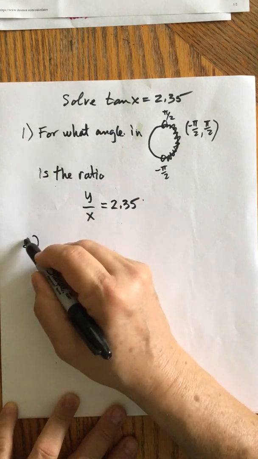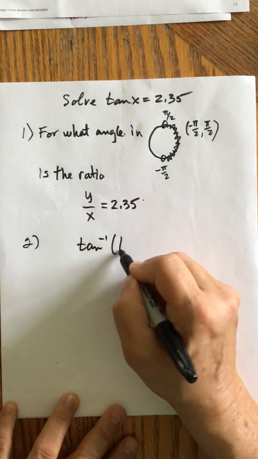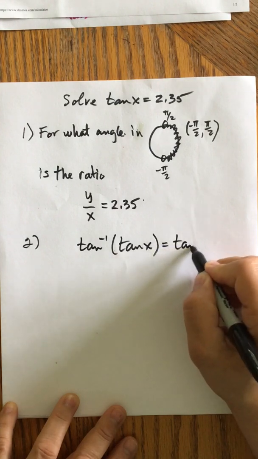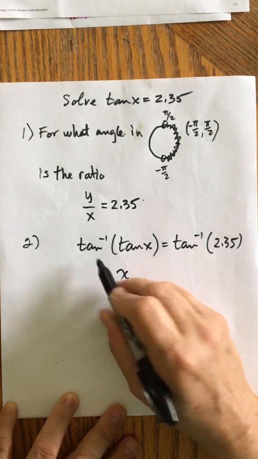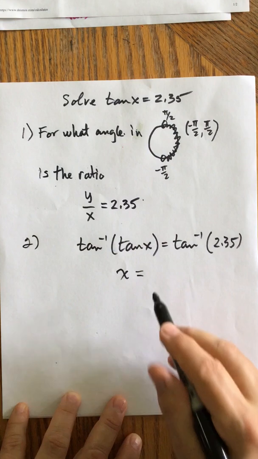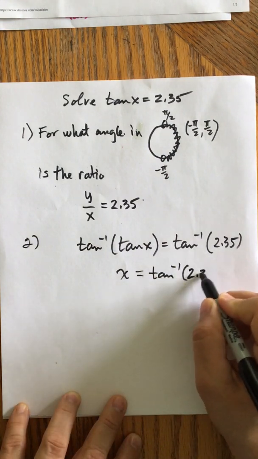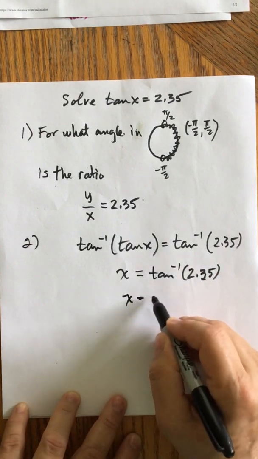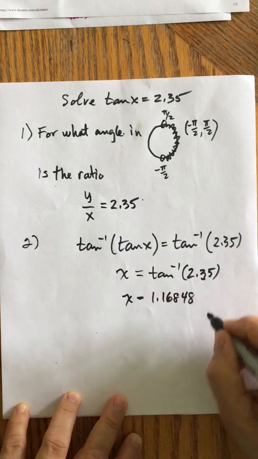So I'm going to say here, inverse tangent of tangent x is the inverse tangent of 2.35. Right, so then these cancel each other out. x is now the inverse tangent of 2.35, and you're going to put that in your calculator, and it's going to tell you that's about 1.16848 radians. Understood, radians.